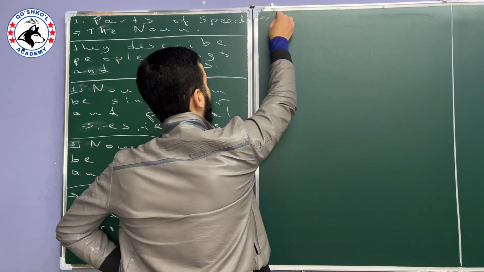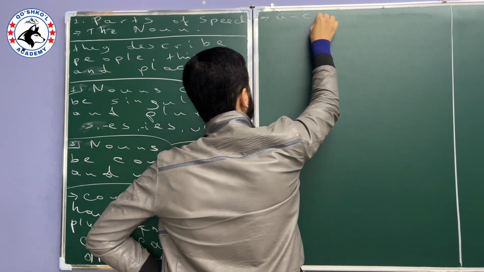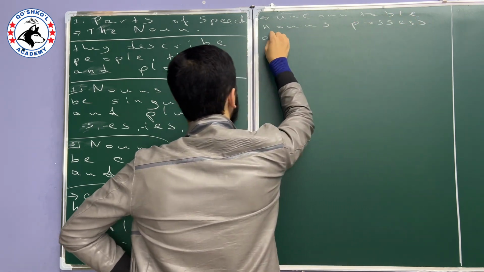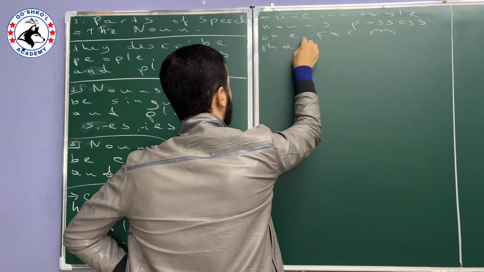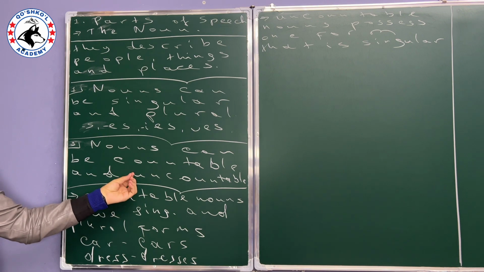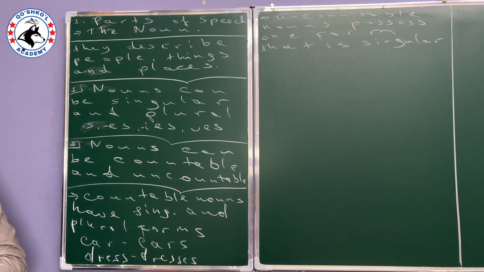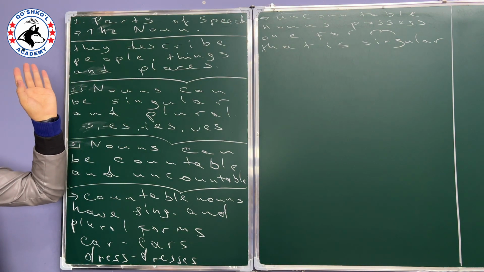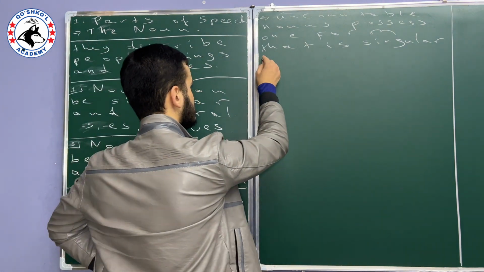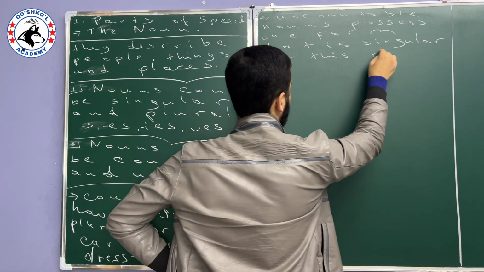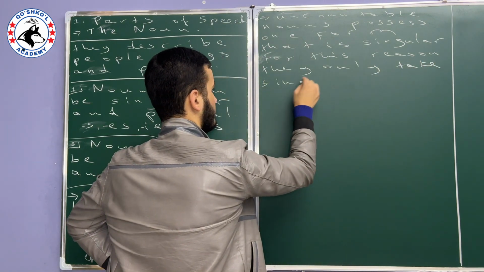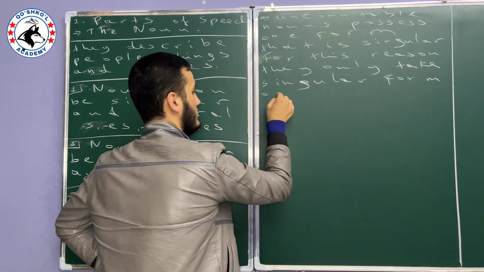Uncountable nouns possess one form. That's singular. So it means that you cannot add s, es, ies additions to those uncountable nouns. And so they don't take plural verb. They only take singular verb, yeah? Like is or has and others. For this reason, they only take singular form of the verb.